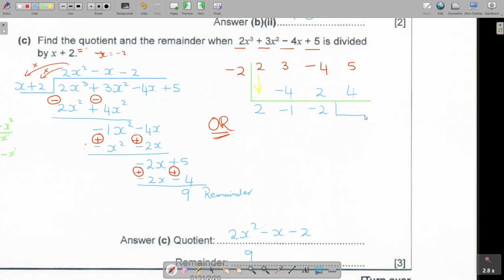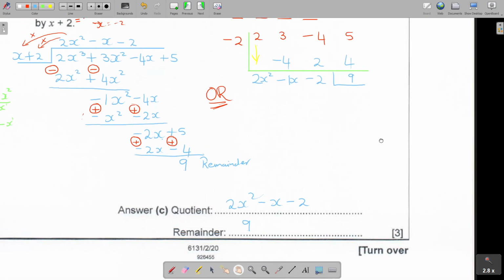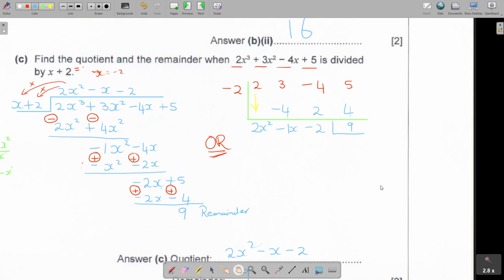4. And this last one is always your remainder. That's your constant, that's your x, that is your x squared. And if you're then going to fill it in, that's your 9, and there is your quotient. I say it again, you don't have to follow that method. At the end, it's just important that you come to the quotient and that you come to the remainder.